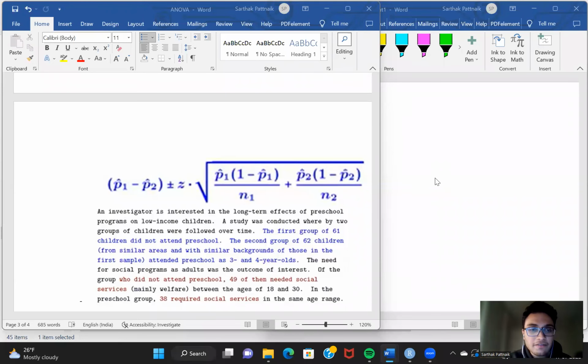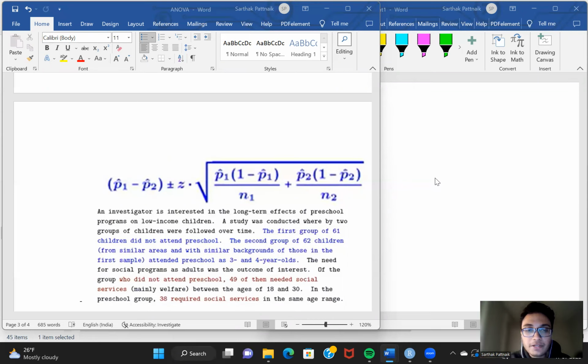Question reads: an investigator is interested in the long-term effects of preschool programs on low-income children. A study was conducted whereby two groups of children were followed over time. The first group of 61 children did not attend preschool. The second group of 62 children, from similar areas and with similar backgrounds to those in the first sample, attended preschool as 3 and 4-year-olds. The need for social programs as adults was the outcome of interest.